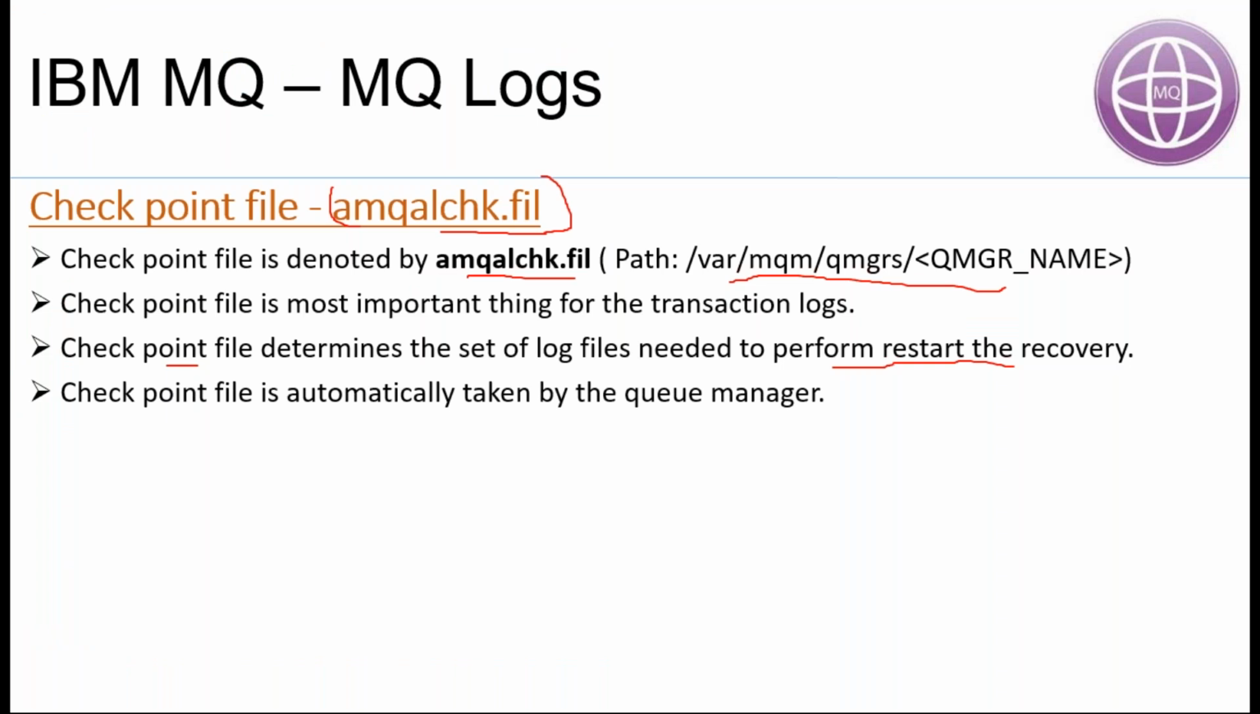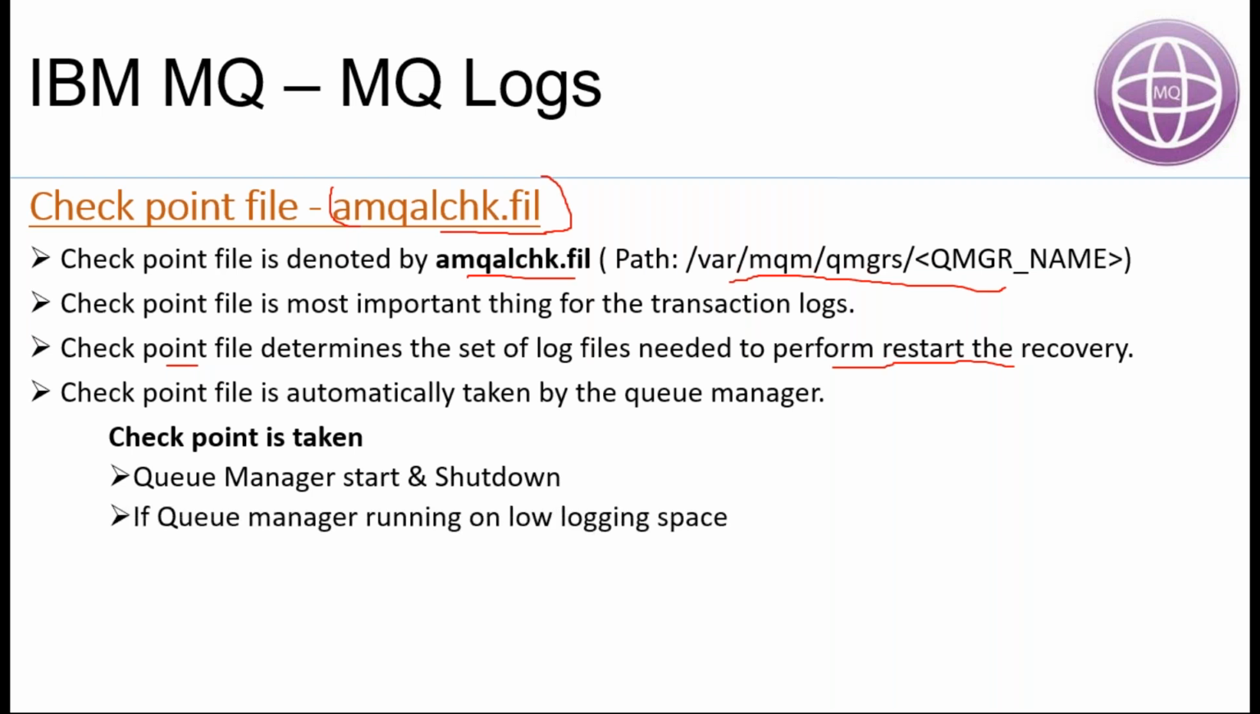So the checkpoint file is automatically taken by the queue manager. So it's completely an automation thing. From an MQ admin perspective, we have nothing to do technically, but we have to understand what's happening. That's it. So a checkpoint is taken at queue manager start and shut down, as we have just seen.